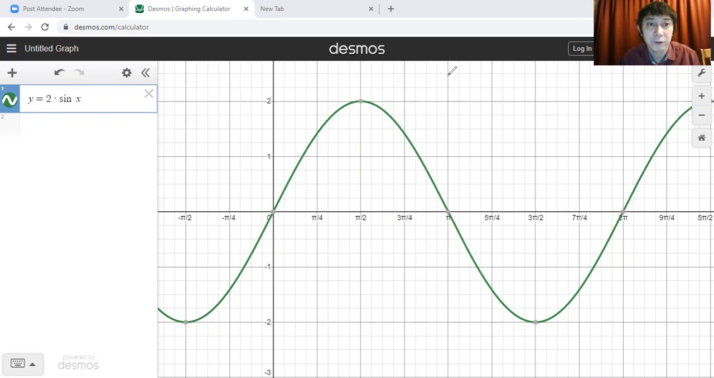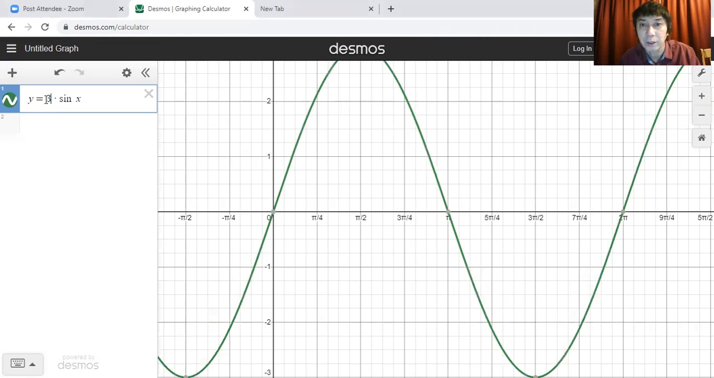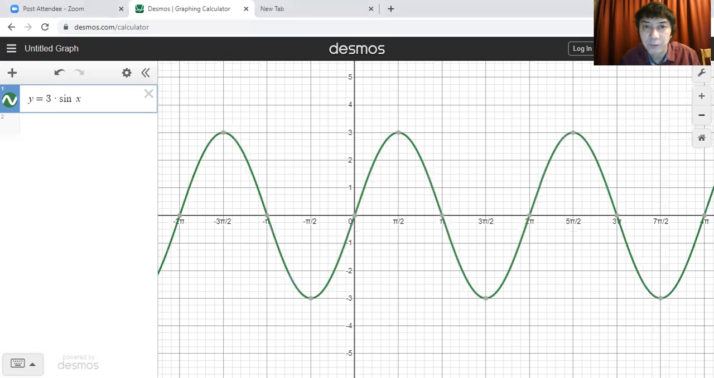So if you change this to 3, then you will have a maximum of 3 there. You can see the height, it's on the third level. So the maximum now is 3, and you call this the amplitude. All right, so what if you provide a number there which is less than 1?